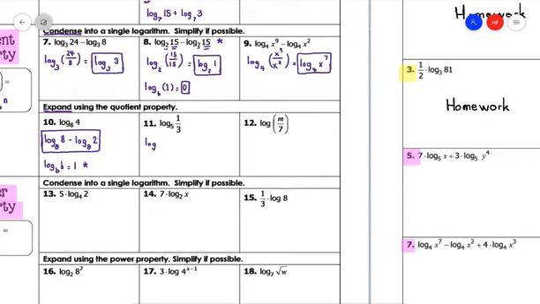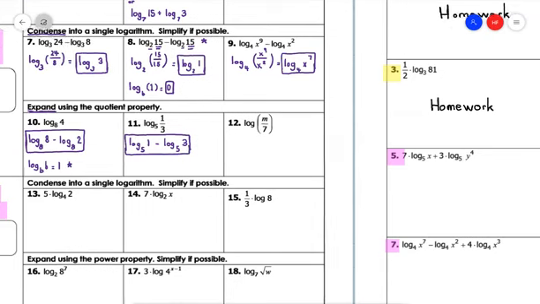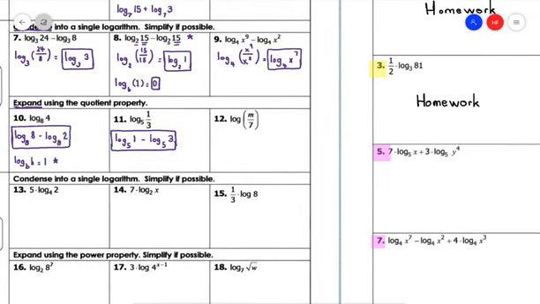So now we're expanding this. We've got log base 5 of 1 minus log base 5 of 3. And remember, when we've got log base anything of 1, it's going to be 0. So we've got 0 minus log base 5 of 3. Number 12. Remember, when we don't see the log base, it is a base of 10. So we've got log base 10 of m minus log base 10 of 7.